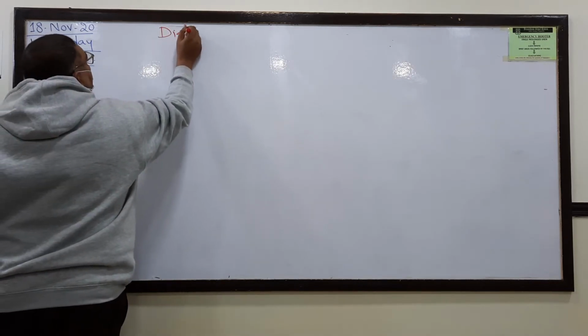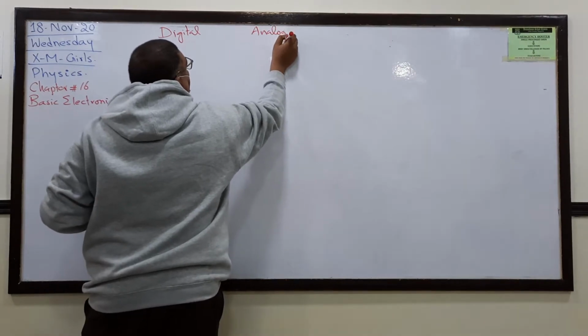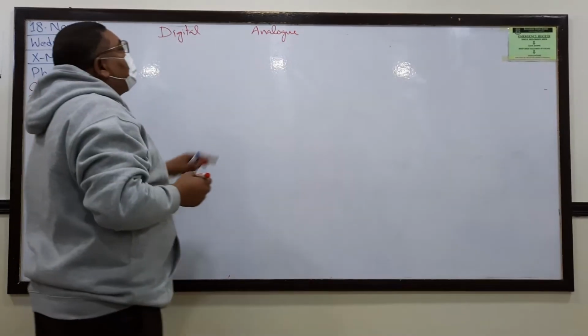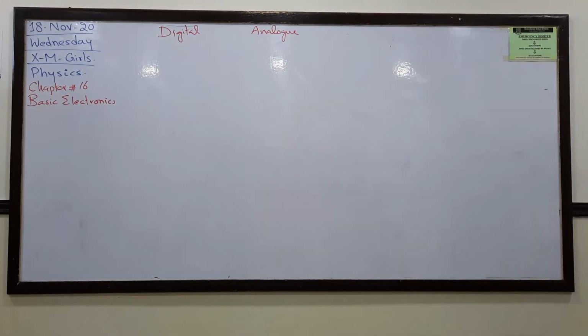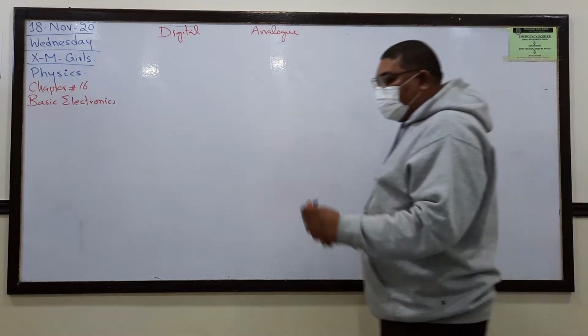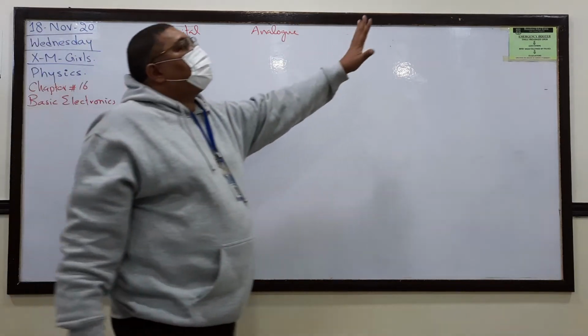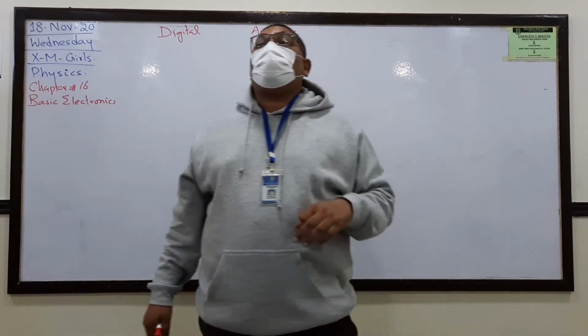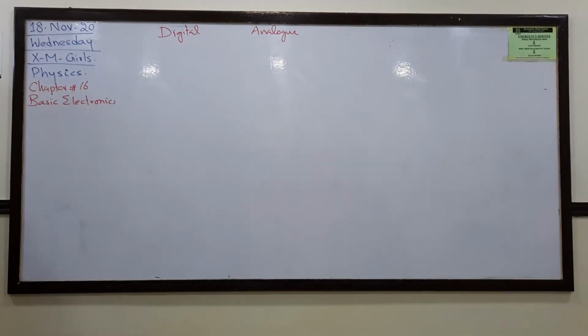Digital and analog. Are the spellings correct? Analog is written like this? Yes. Okay. So, digital and analog, you must have heard it. For example, if you see this wall clock, this is an analog clock. And we can also get a digital clock which will show a display.